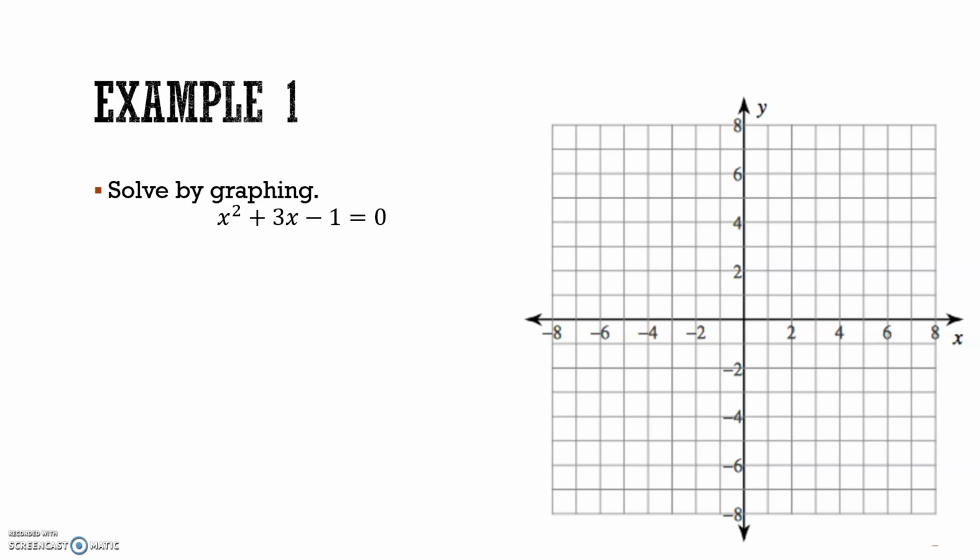All right. So what we're going to do, since this is in standard form, we are going to find our vertex. x equals negative b over 2a. This would give me negative 3/2 for my x-coordinate. And that means my axis of symmetry is x equals negative 3/2. So that's going to be here.